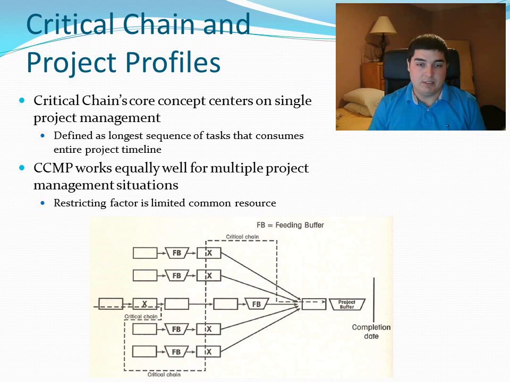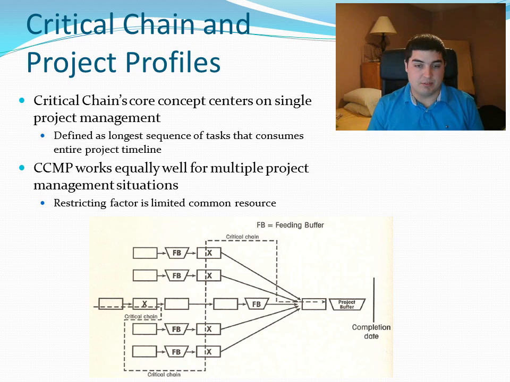And in this, the critical chain actually changes a little bit, as it becomes a restricting factor that is actually a common resource used for each individual chain. And this is an example that was taken directly from the Critical Chain book. And here you have several different processes that are independent of one another, but they all rely on the same resource, that being resource X, which is represented by the box with the X in it.